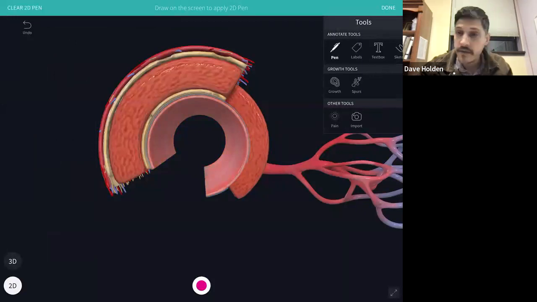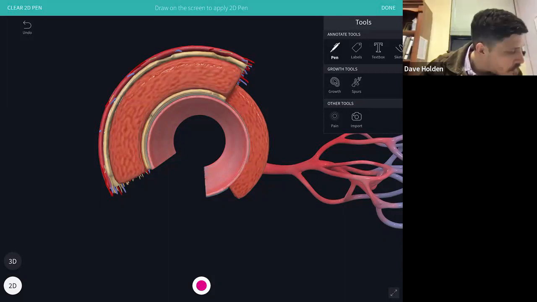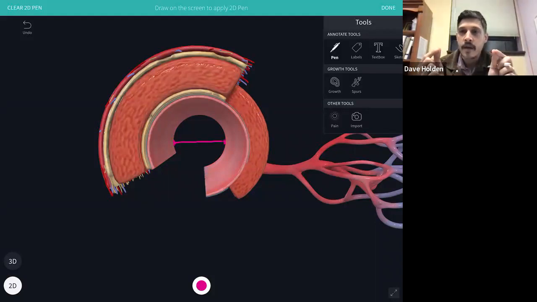When you look at this blood vessel, there's one thing that I want you to pay attention to. The diameter of the blood vessel. The inner diameter of the blood vessel has a name. It's called the lumen. The lumen.